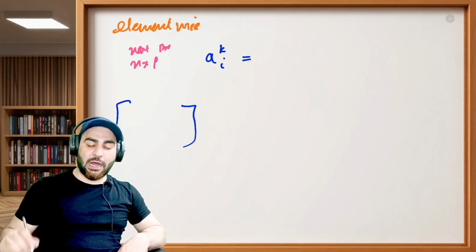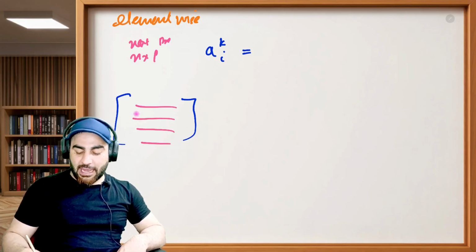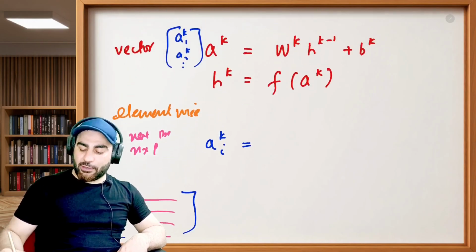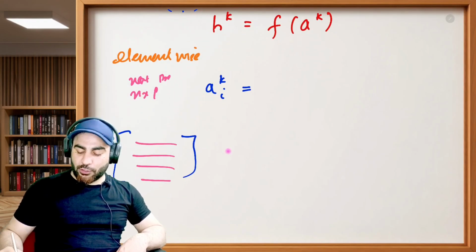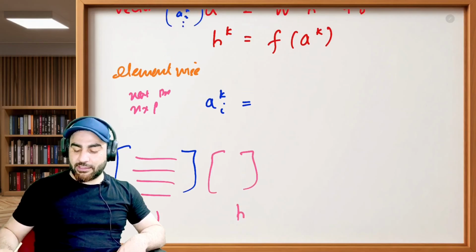So how do we now write this? You will have n rows and p columns. In order to compute this, you have this whole matrix W, and then you have a vector h. This h is a vector. You have to compute a.